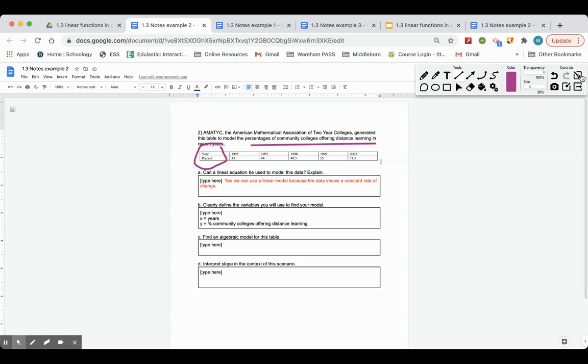All right, so what's the next thing? Use an algebraic model for this table. We already got the slope, which is good. The only other thing we need to do is write the equation. It doesn't tell us how to write it, so let's use point-slope form. Let's take one point. We can use that point, 33, 1995.